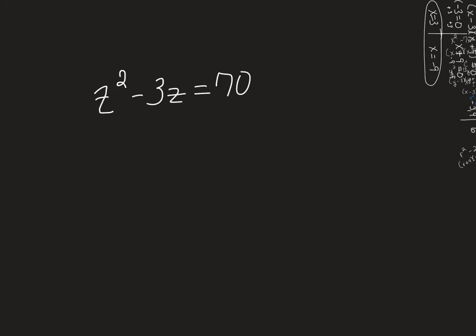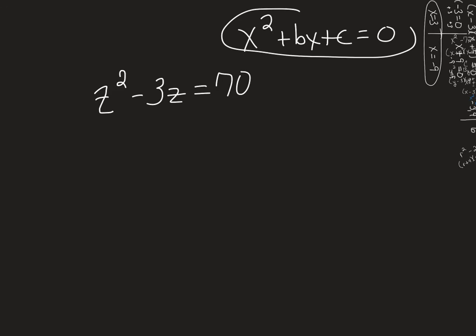Okay, again, we're going to have to subtract 70 from both sides, so I have it in the form that I need it to be in. x squared plus bx plus c equals 0. We're not paying attention to the signs in this example, that doesn't matter. I just need it in that form. So we'll have z squared minus 3z minus 70 equals 0.